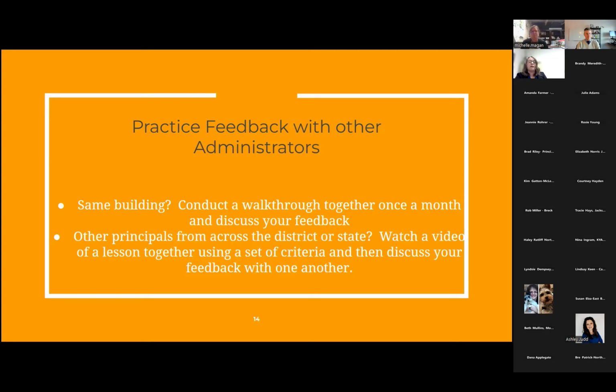But another layer to that is when our principals get together once a month, we watch a video of the same lesson and we pull out one of our walkthrough forms for that set of criteria, and then we discuss what feedback you would give to this teacher after viewing this very small section of this lesson. So, we have banks of video lessons from across the district where it's the entire lesson, but a walkthrough is only 10 to 15 minutes.